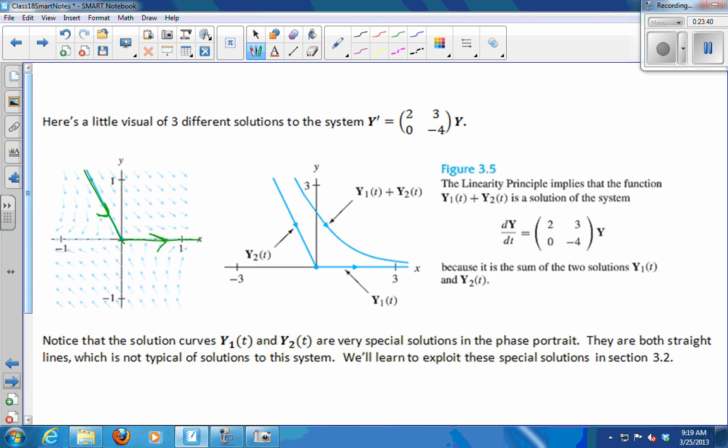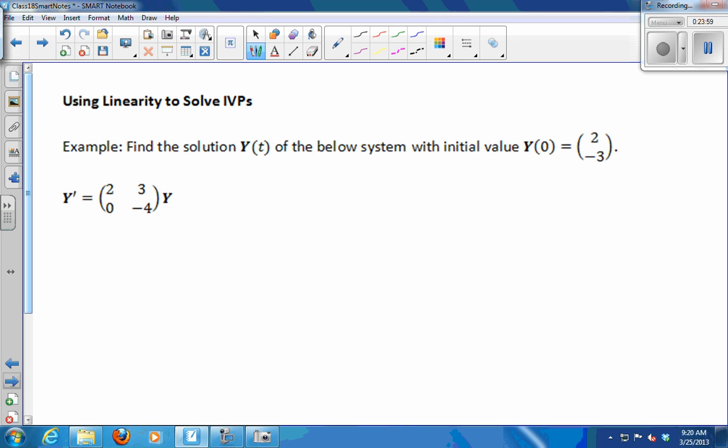So every other solution that I could draw in here, this one or this one, any other solution that I can draw is a linear combination of those two straight line solutions. Okay, so we can use linearity to solve an initial value problem. So I want to find the solution y of this system that has an initial value 2, -3. Remember, that means x of 0 is 2 and y of 0 is -3.